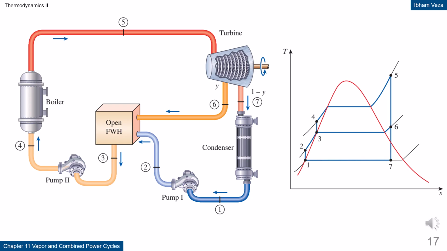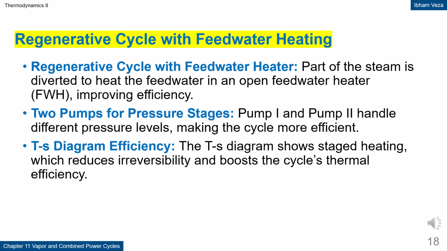Regenerative cycle with open feed water heater. The diagram shows that part of the steam is extracted from the turbine to heat the feed water. The feed water then enters the boiler at a higher temperature. This reduces the need for heat addition at low temperature. Overall, irreversibility during the heating process is reduced. The thermal efficiency of the cycle is therefore increased.